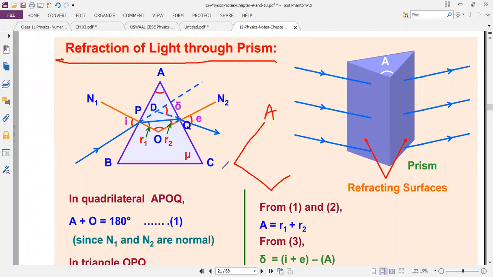A, P, O, Q. So this is quadrilateral APOQ. Now angle A plus angle O is equal to 180 degrees. A plus O equals 180 degrees. Okay, next.